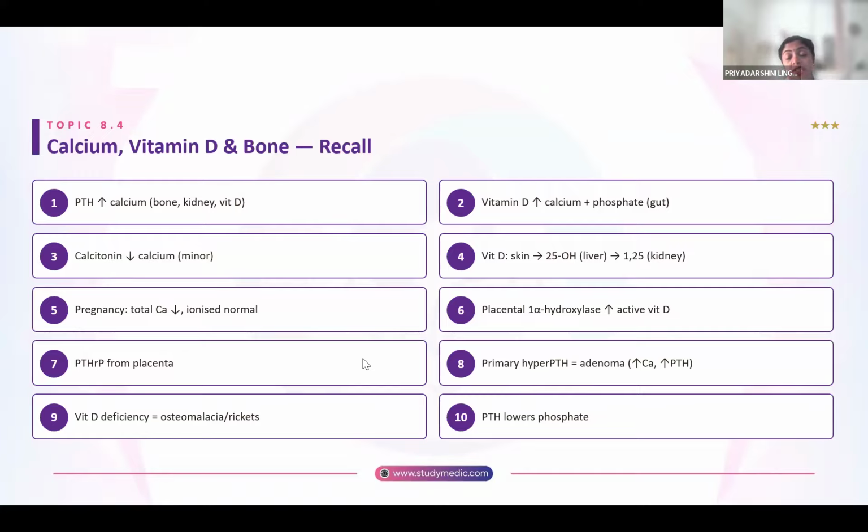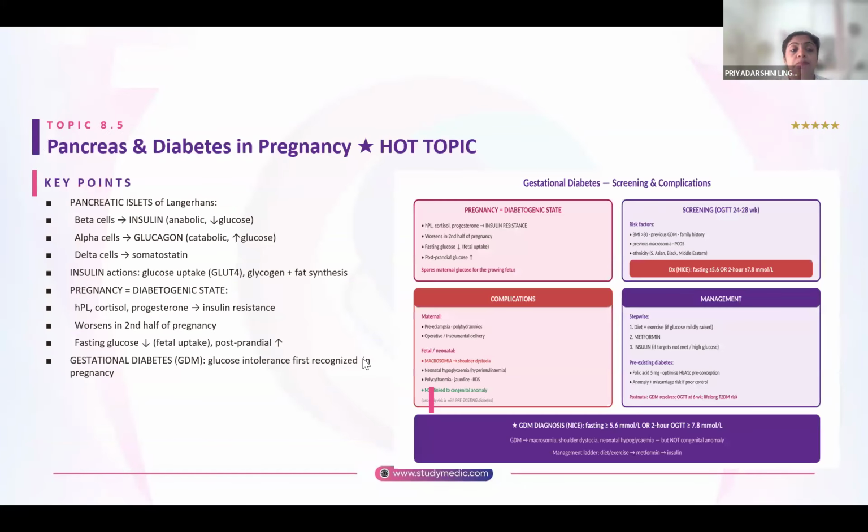Now, vitamin D deficiency, we know it's associated with rickets and osteomalacia, and parathyroid always lowers phosphate. Vitamin D elevates phosphate, parathyroid lowers phosphate. So, those were the important topics we saw there. Next, going to yet another interesting as well as clinically very relevant topic, which is on the pancreas and diabetes in pregnancy.